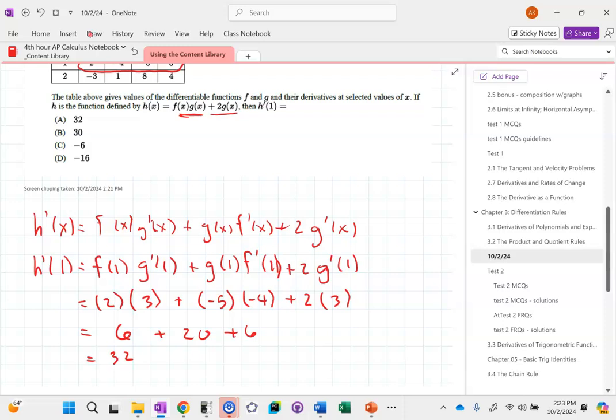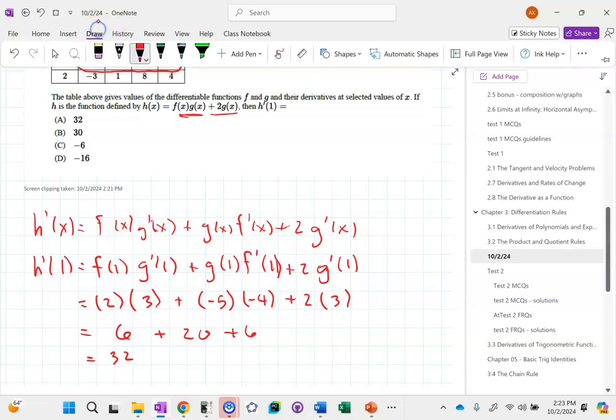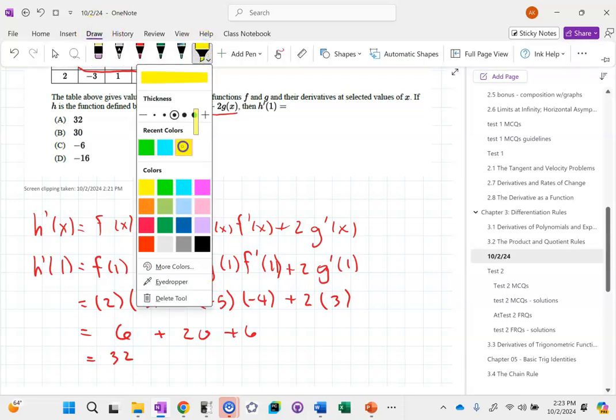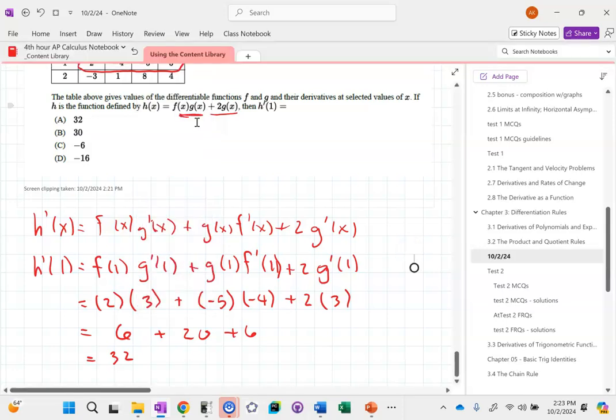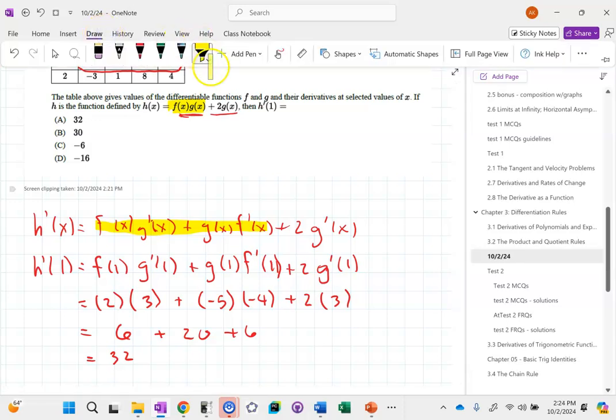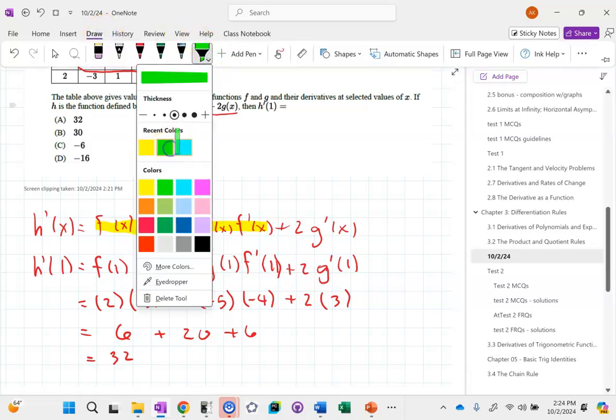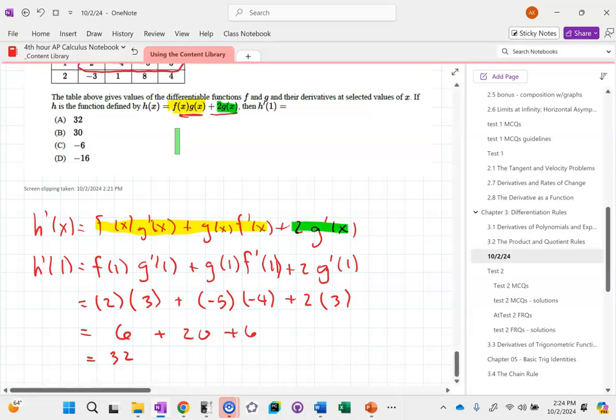Why in the beginning did I, sorry, somebody rustled and I missed what you said. Why did in the beginning I add what and what? So to do this, I did the product rule. That's where this comes from. And then for the other piece, I can just do that directly. Is that what you're asking? Do you see it now?